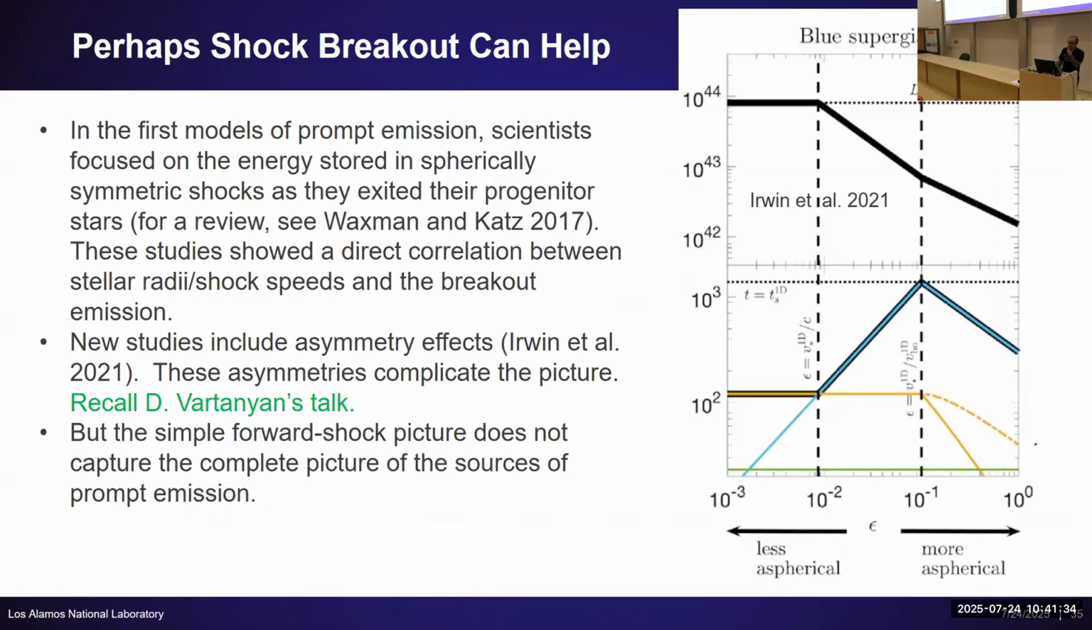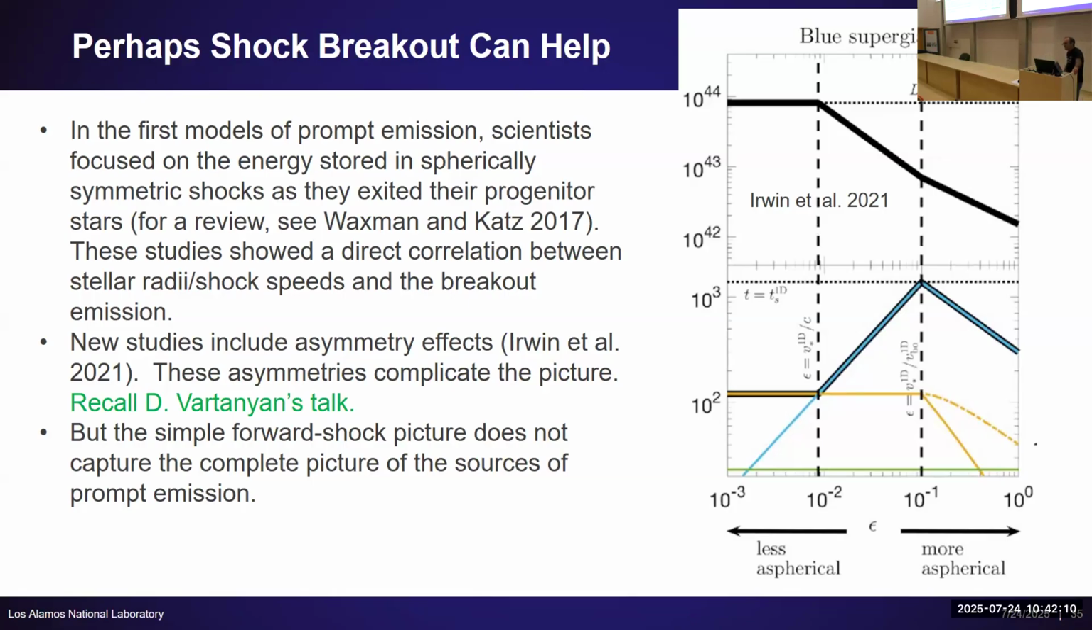People have started adding things like what happens if the explosion is asymmetric and you get different explosions at different times. Chris Irwin in 2021 did a nice analytic study of asymmetric shock breakout, and how the light curve depends on the asymmetries. And we saw David's talk. There's groups studying the asymmetries in the convection of stars, and that's also changing what we're doing.